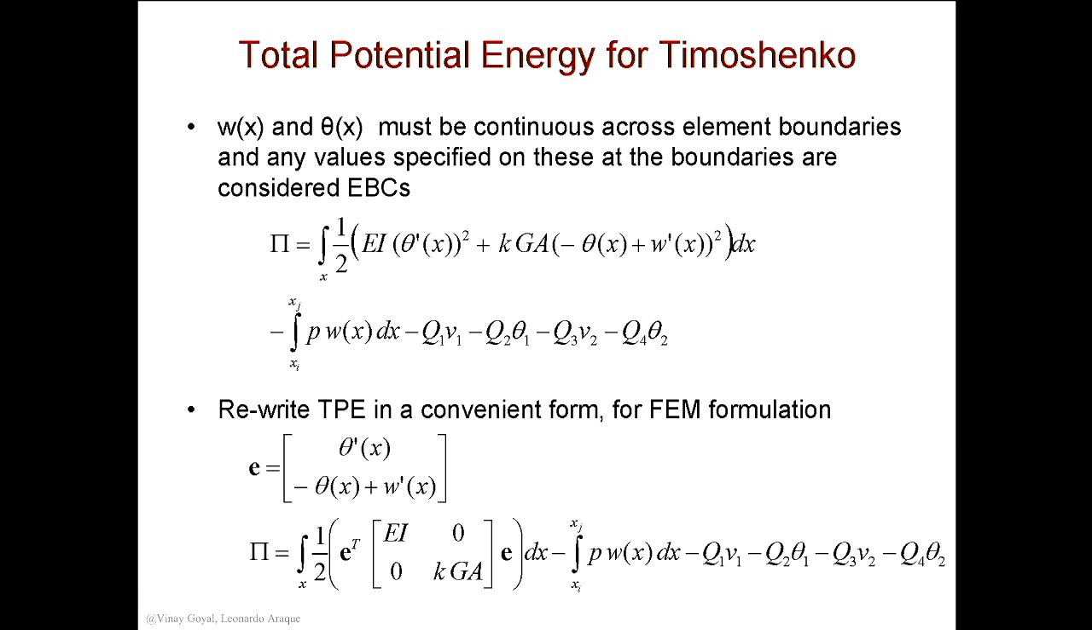But I'm going to turn this into something a little bit different. I'm going to turn this into matrix format, and I'm doing that on purpose. So if you notice here, I can actually call E bold this quantity here. And if you actually took this E bold and made an E transpose times that matrix times E bold, if you multiply this at home, you get this equation back.